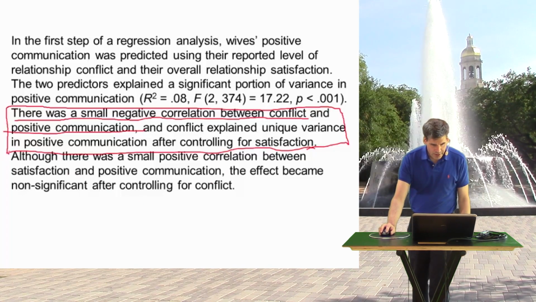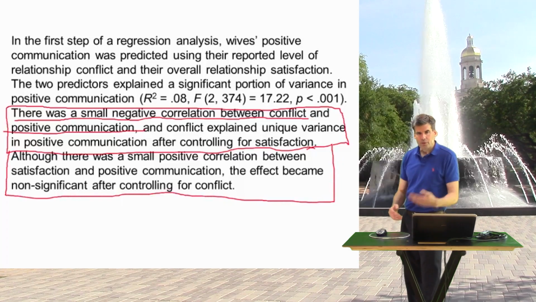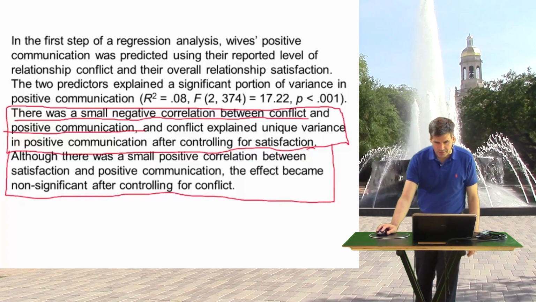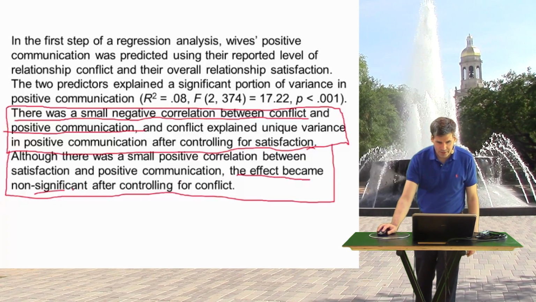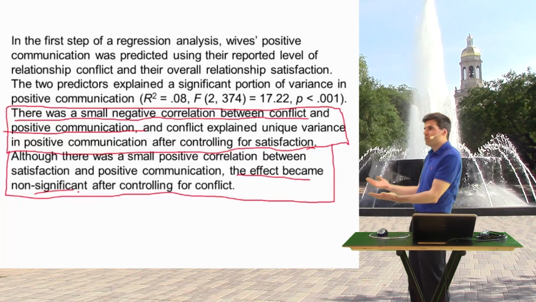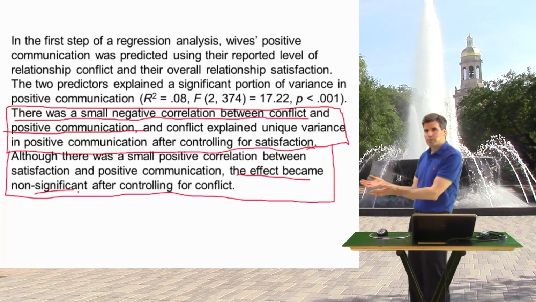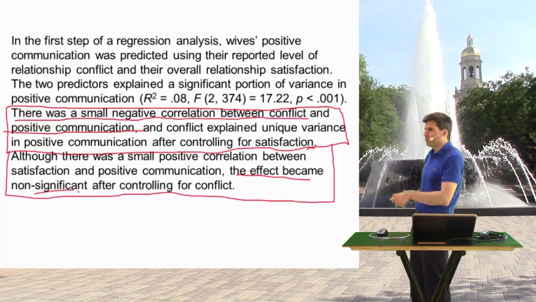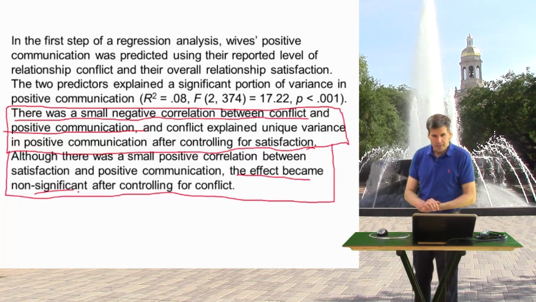And then we have another sentence down here. This is what to do if you have a significant correlation, but the beta weight became non-significant. Although there was a small positive correlation between satisfaction and positive communication, the effect became non-significant after controlling for conflict. So those are the same two ways we summarize the output that we talked about in the previous example. We have one situation where we had a significant correlation and a significant beta, and another situation where the correlation was significant, but the beta was not. And we're just following that same basic template here.